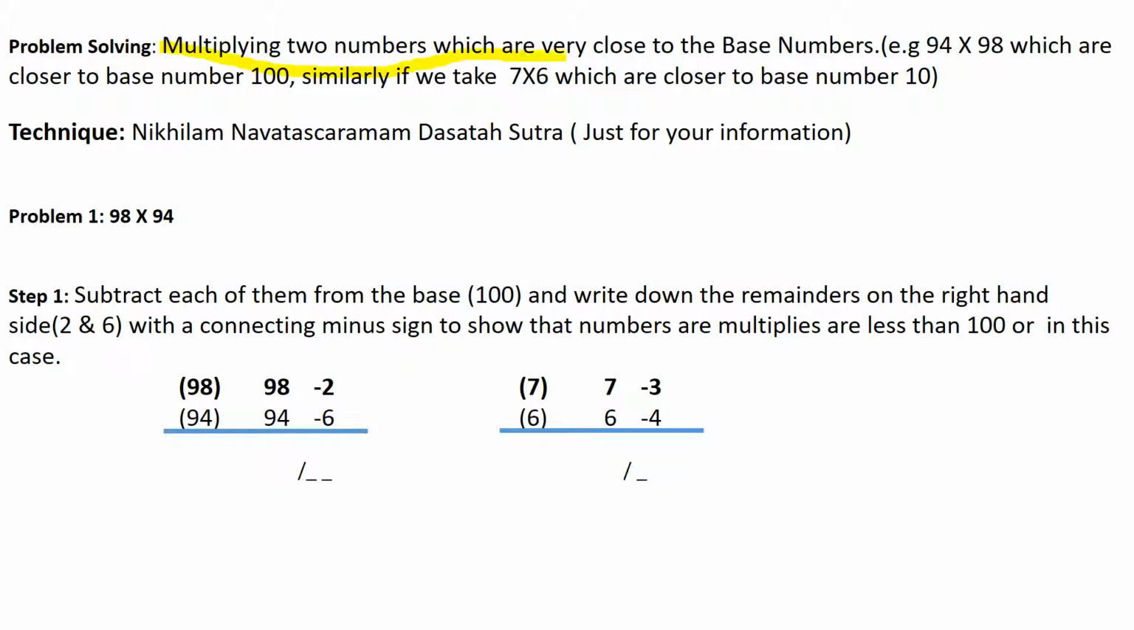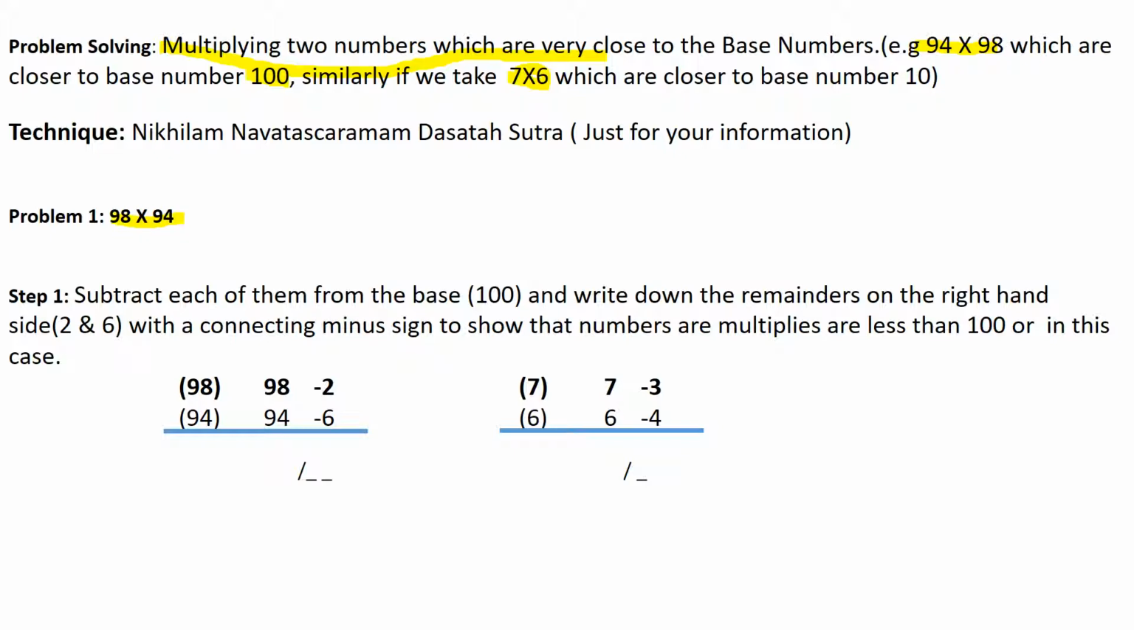So what is the problem we are solving? It is multiplying two numbers which are very close to the base number. What does that mean? Let us take some examples. 94 multiplied by 98. In this case, both 94 and 98 are close to the base number 100. Similarly, for 7 multiplied by 6, both numbers are very close to the base number 10. So what is the technique called? It is called Nikhilam Navatashcaramam Dashatah Sutra, from a Sanskrit word where Dashata means multiples of ten.